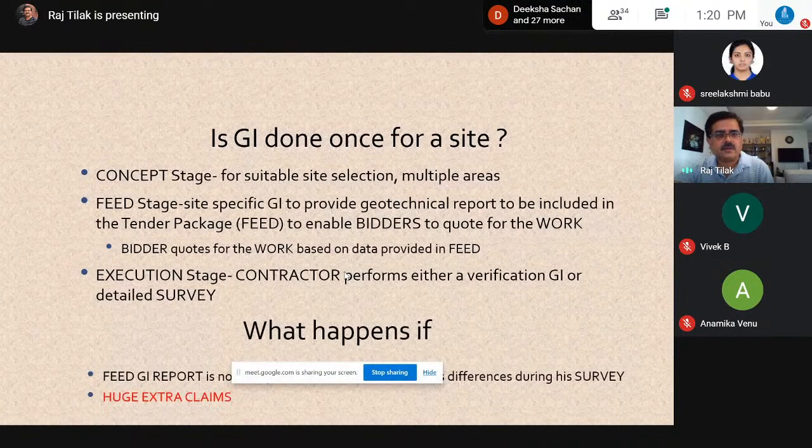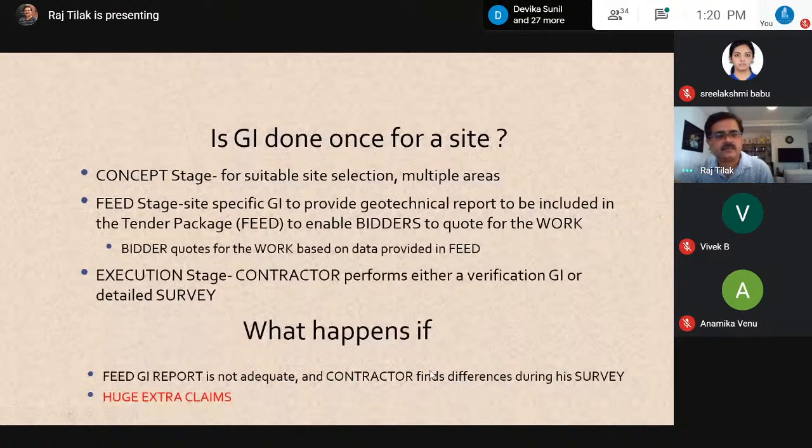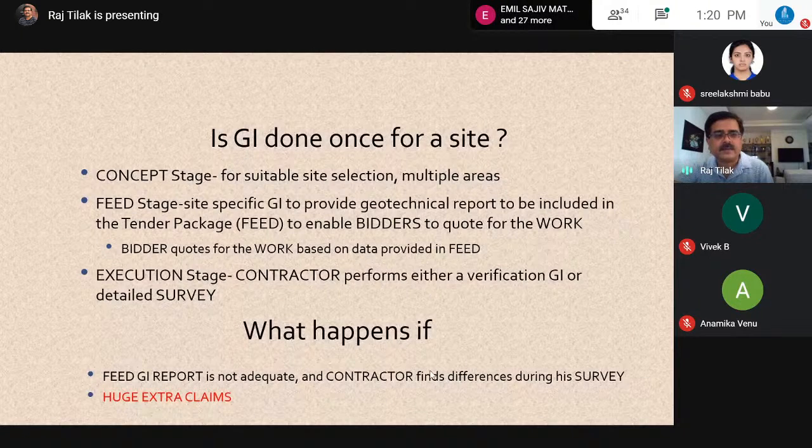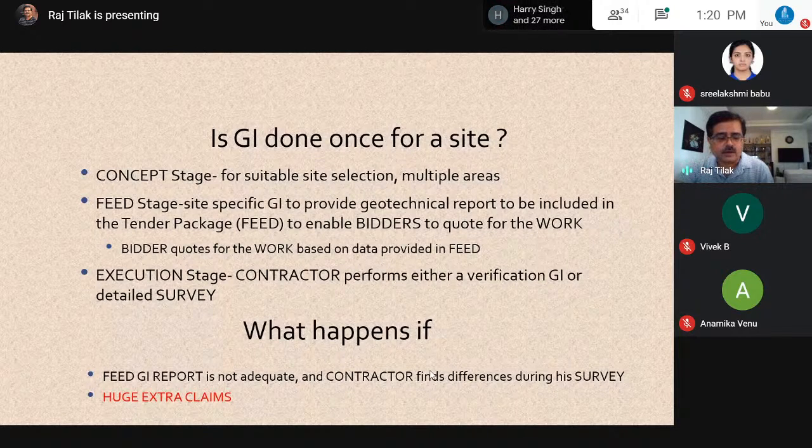Now here is the trick. What happens if the FEED GI report was not comprehensive and not adequate, and the contractor got misled by the information provided in the contract? And when he did his survey, he sees a lot of variations and differences. And this is where huge claims arise, and huge means really huge, it could be of any order.